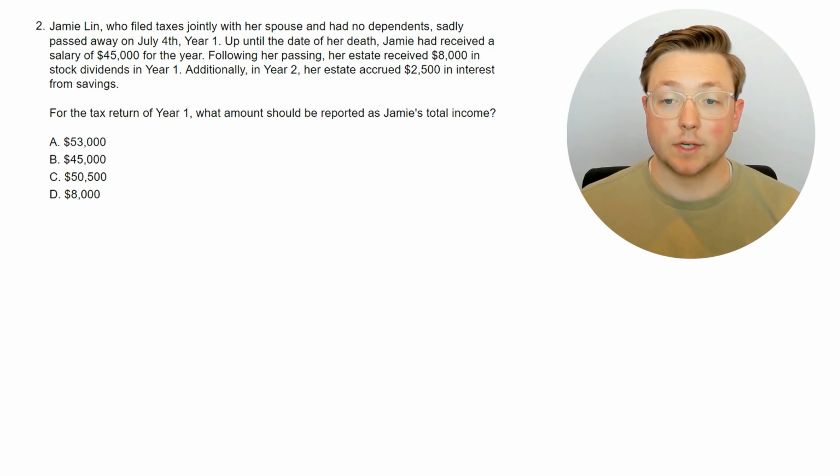Up until the date of her death, Jamie had received a salary of $45,000 for the year. Following her passing, her estate received $8,000 in stock dividends in year 1. Additionally, in year 2, her estate accrued $2,500 in interest from savings. For the tax return of year 1, what amount should be reported as Jamie's total income?